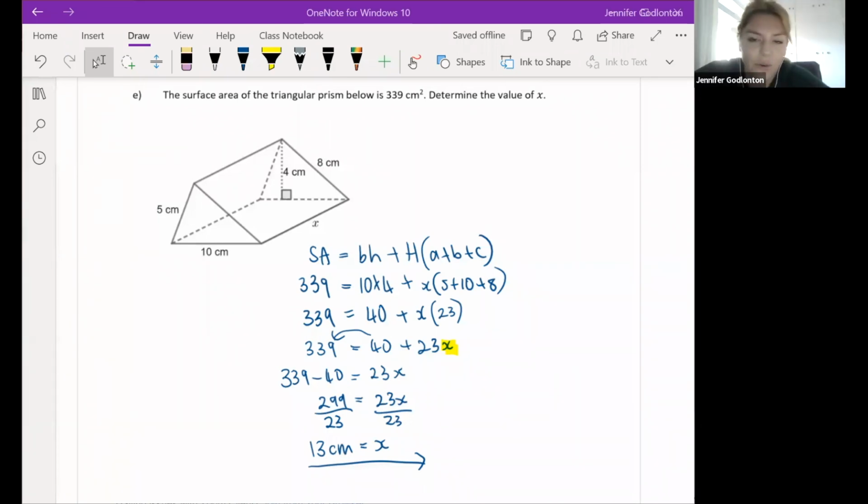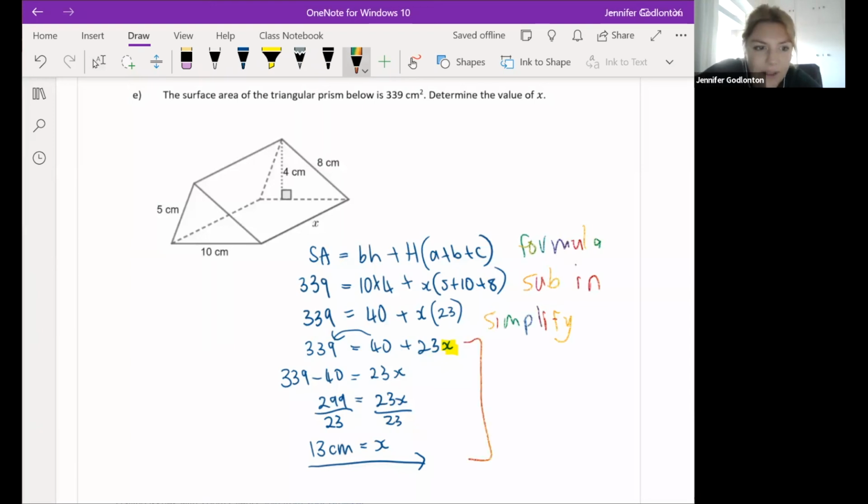Okay, so whenever we have a weird question like this, just remember your steps, okay? Always write out your formula first. That's always the first thing to do. Second thing is we sub in whatever we can sub in that we know. Then we want to try and simplify as much as we can. Then all of this is just solving an equation. So you're solving for x.